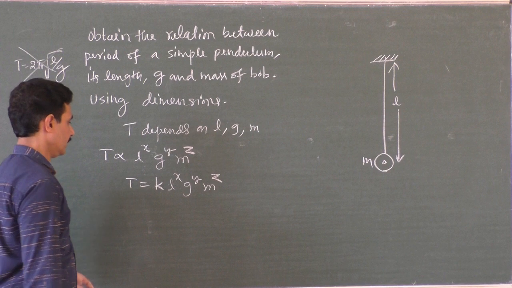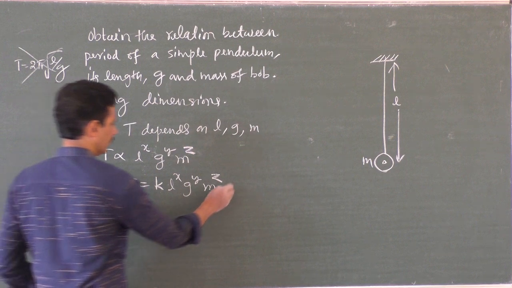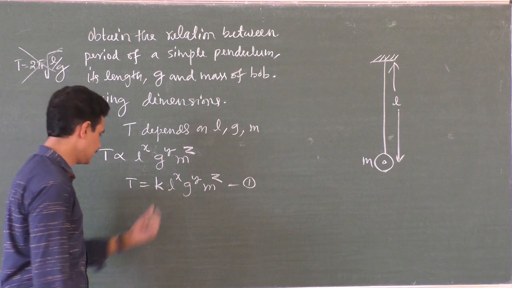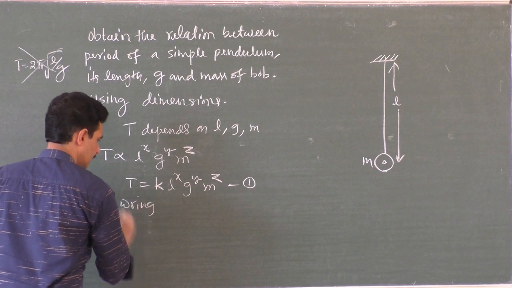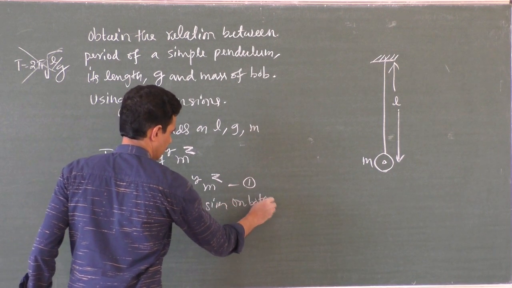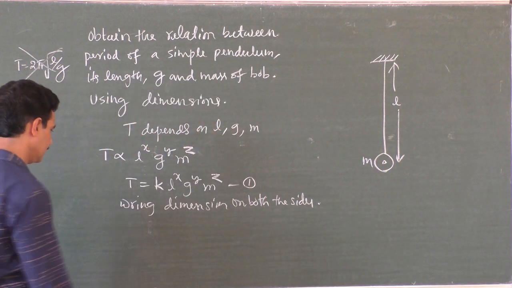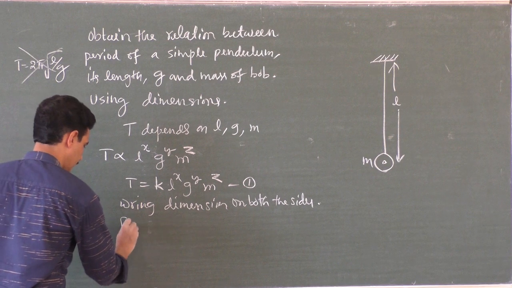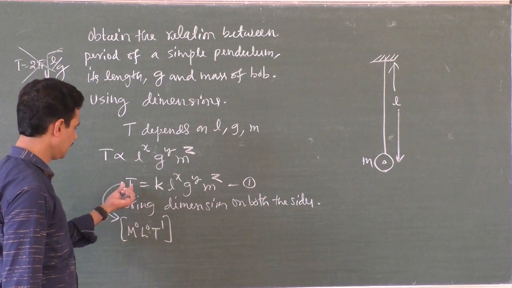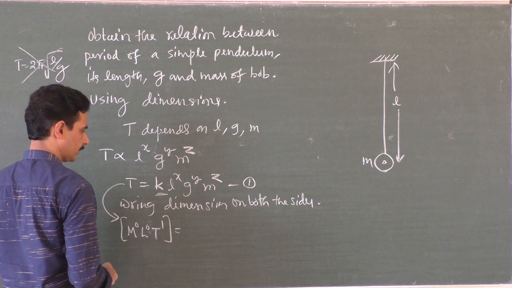ಓಕೆ, ಪೀರಿಯಡ್ ಇಸ್ ಈಕ್ವಲ್ k l to the power x, g to the power y, m to the power z. ಸೆಕೆಂಡ್ ಇಕ್ವೇಷನ್ ಇದು ನಮ್ಗೆ ಬೇಕು, ಇಕ್ವೇಷನ್ 1. ನೆಕ್ಸ್ಟ್ ಅದು ಬೇಕು. Now write dimensions on both sides. Writing dimensions on both the sides, what you will get? ಇಲ್ಲಿ ಲೆಫ್ಟ್ ಹ್ಯಾಂಡ್ ಸೈಡ್ ಅಲ್ಲಿ ಪೀರಿಯಡ್ ಮಾತ್ರ ಇದೆ. ಸೊ m to the power 0, l to the power 0, t to the power 1, right? This one t ಮಾತ್ರ ಇದೆ, m ಇಲ್ಲ, l ಇಲ್ಲ, is equal to dimension k ಗೆ ಇಲ್ಲ. k is the constant of proportionality.